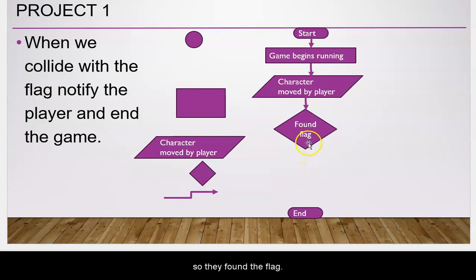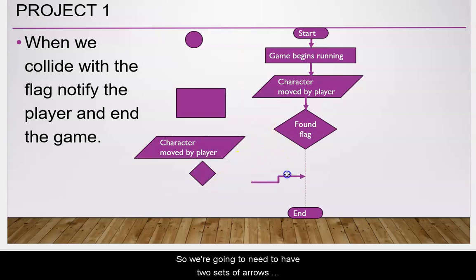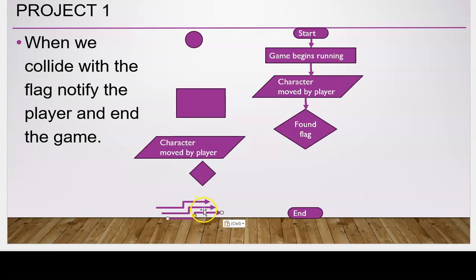So they found the flag. There are two answers to found the flag, right? It's either true or false, yes or no. So we're going to need two sets of arrows coming out of it. One is no, it did not find the flag. If it did not find the flag, then we need the character to move again, right? So I'm just going to connect these two, maybe.